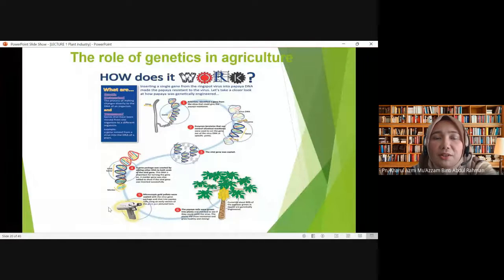Okay, now let's take a look on the role of genetics in agriculture. Genetik ni macam mana kita boleh apply dia in the agriculture. Okay, so this is more like, okay, how does it work? Okay, first kita masukkan, scientists identify a gene from the virus that could give the papaya resistance.